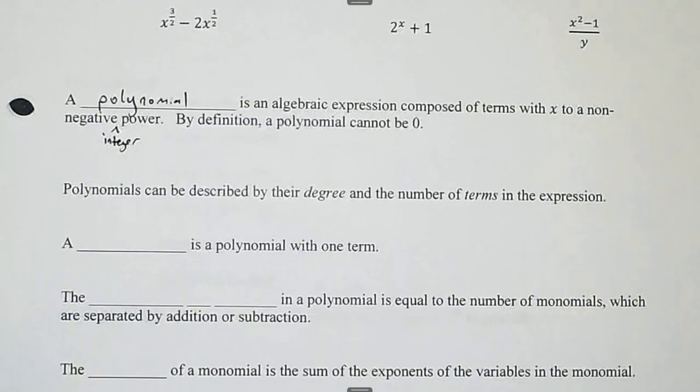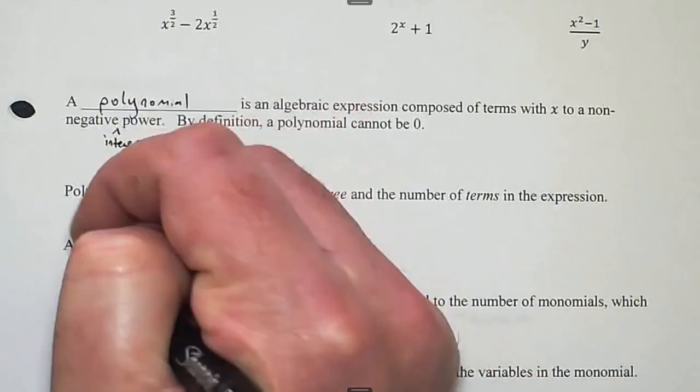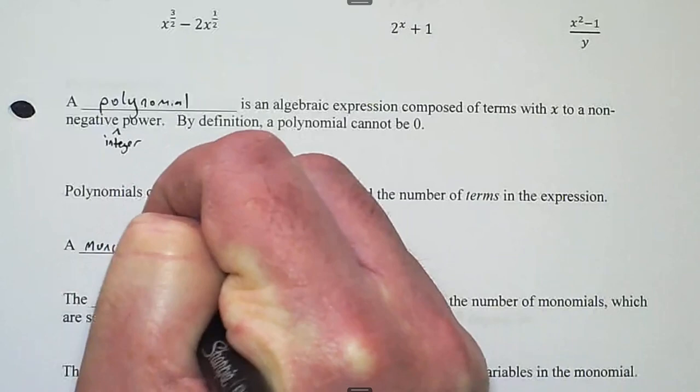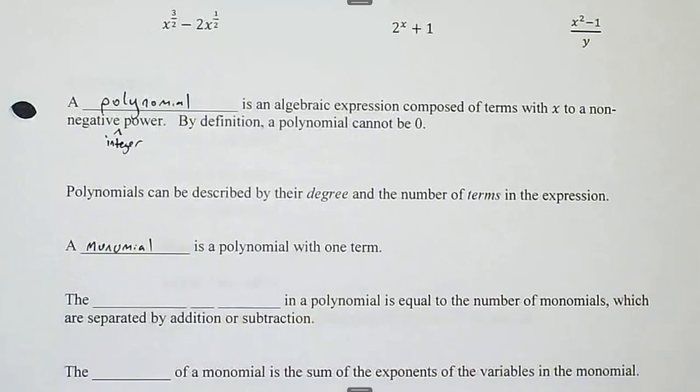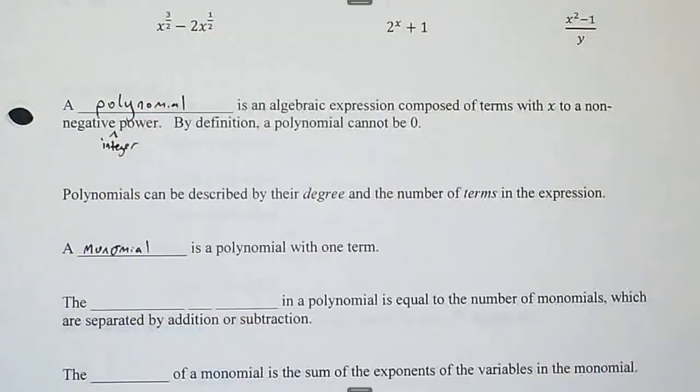All right, polynomials can be described by their degree and the number of terms in the expression. And we'll use slightly different techniques depending on the degree and the number of terms. A monomial, mono meaning one, monomial, I think that's how I spell it. It means one number, okay? It's a polynomial with one term. So it could have multiple numbers. It could be like 3x squared, but that's one term. Terms are separated by pluses and minuses.